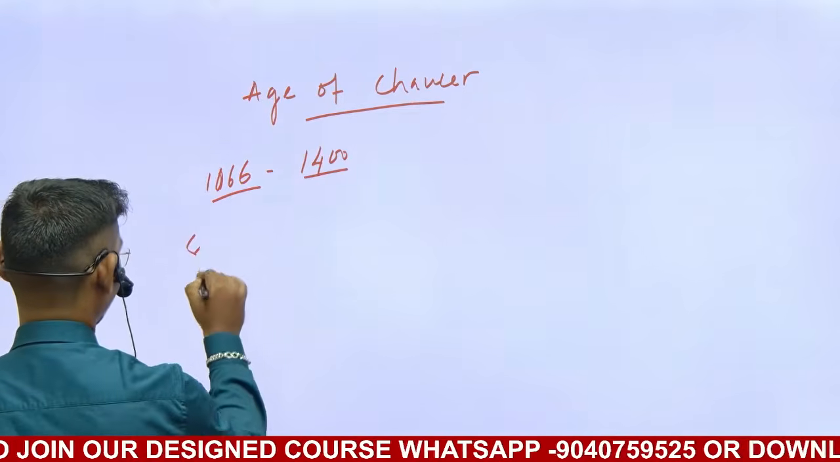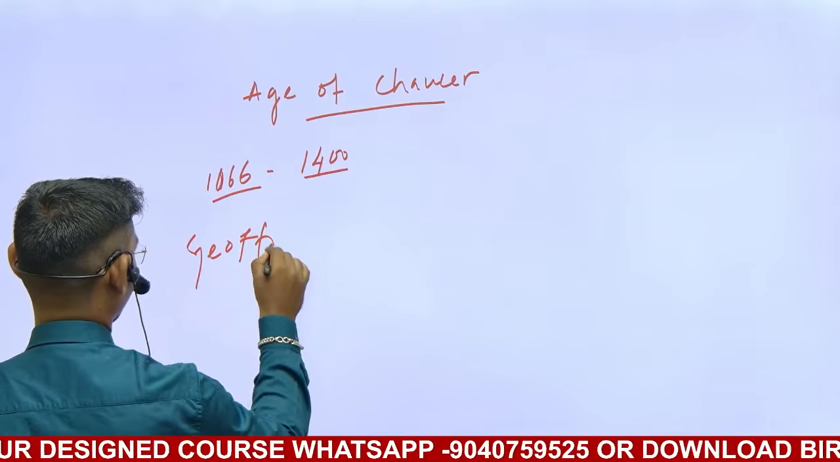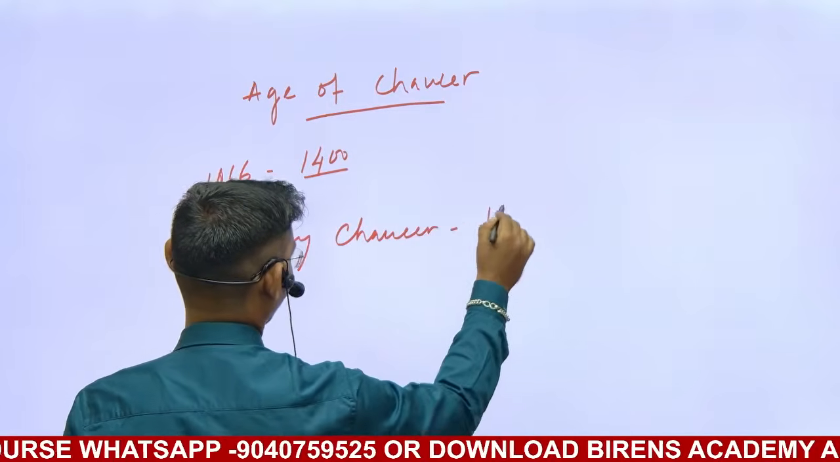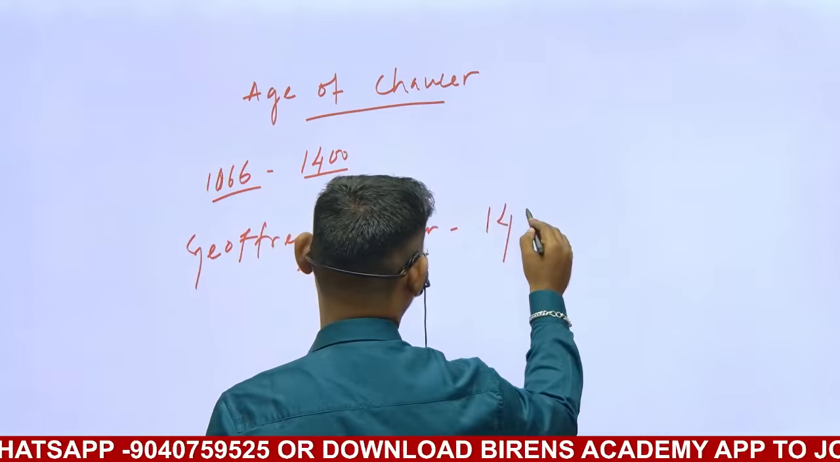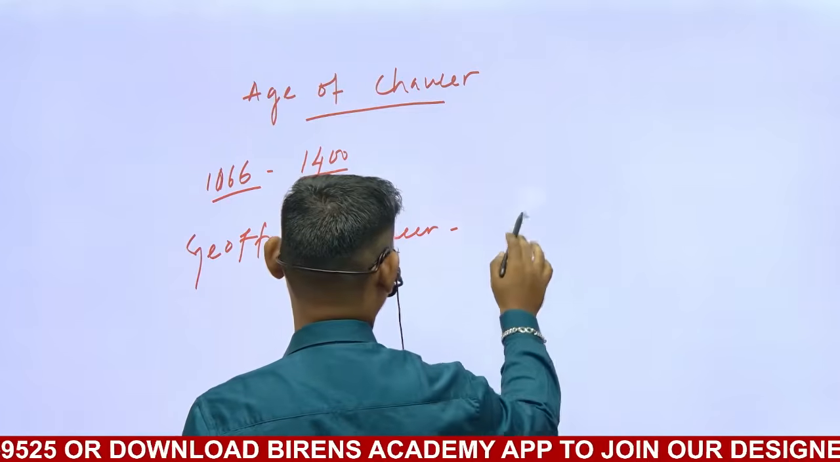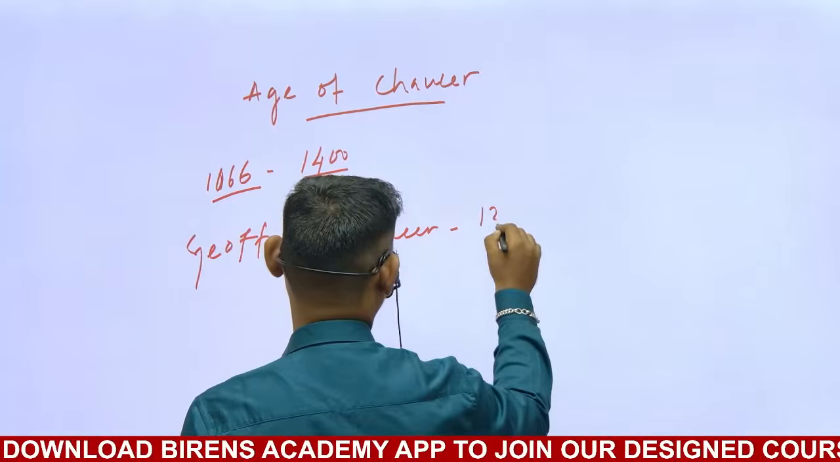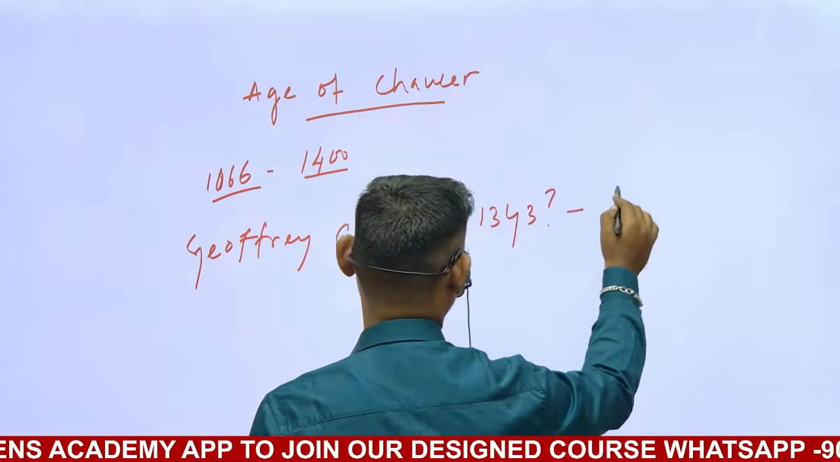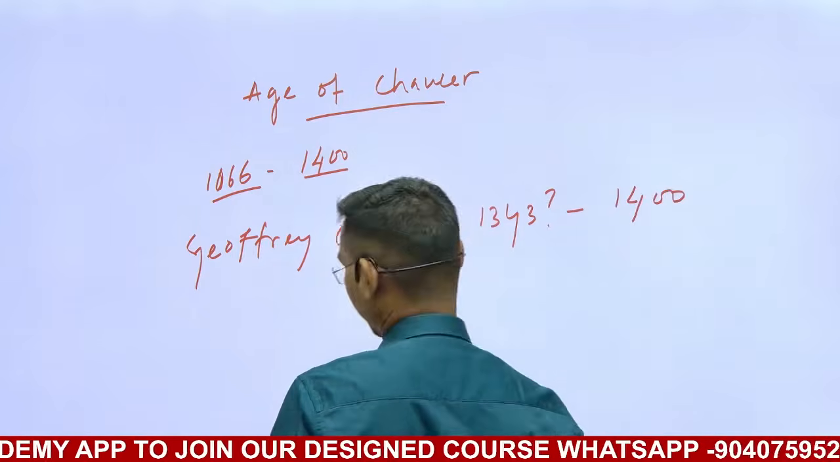Okay, the full name of Chaucer is Geoffrey Chaucer. Was born somewhere in 1343, not sure, this was not sure, but died in 1400.